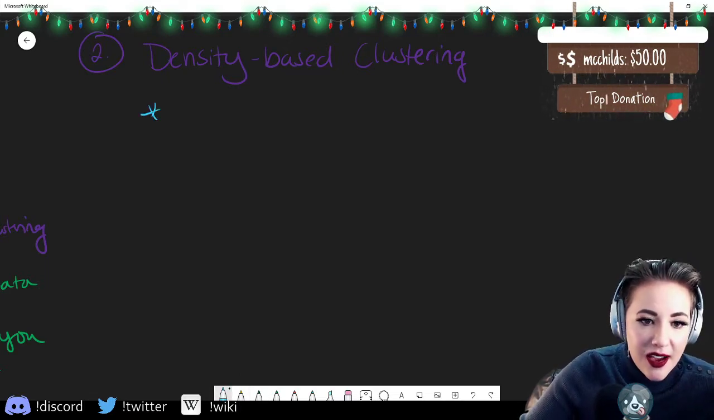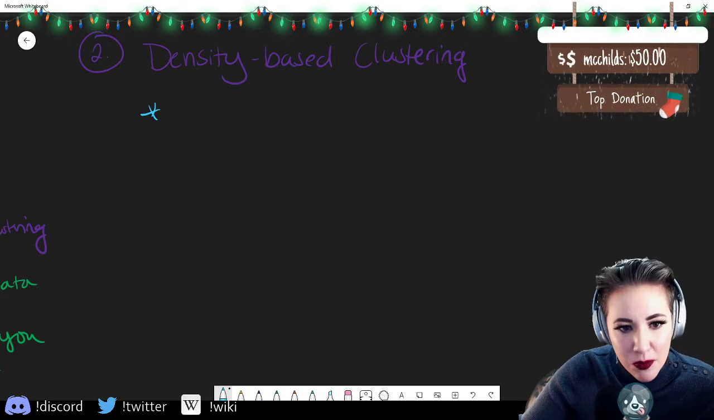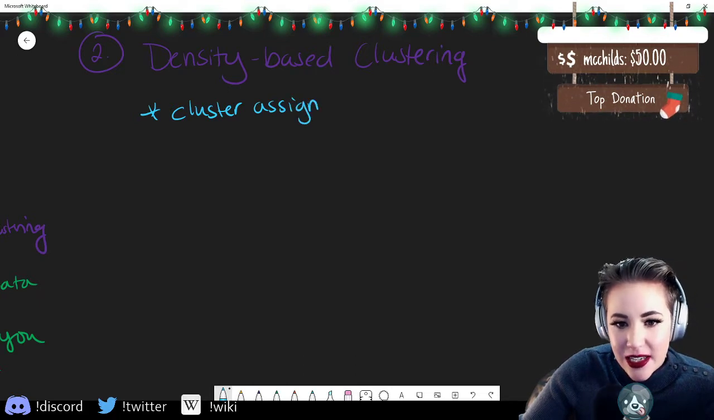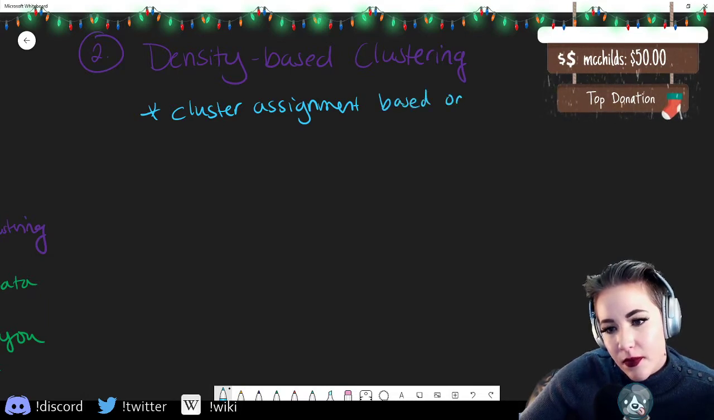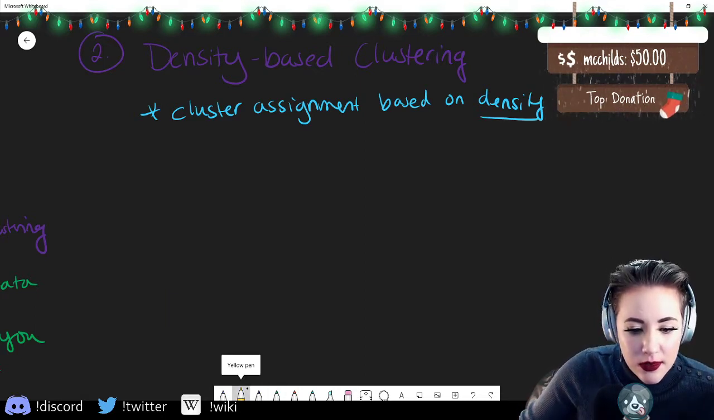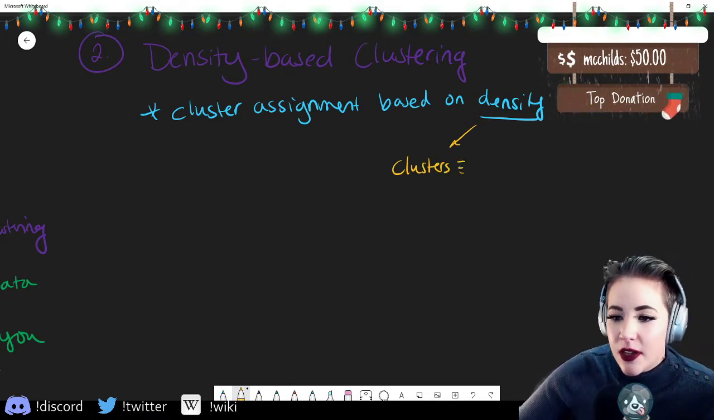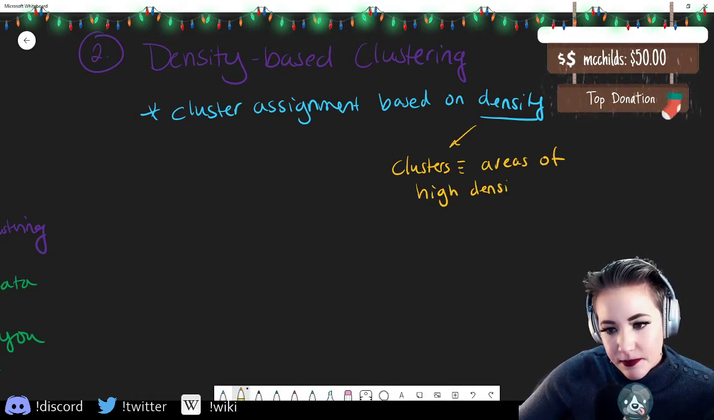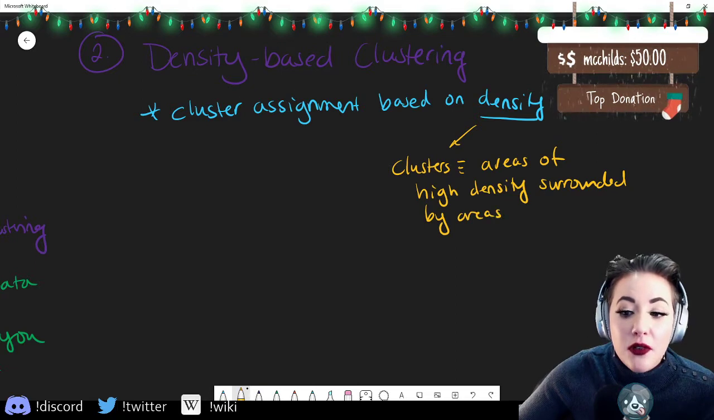Okay. And so this is where we are determining our, we're going to call this cluster assignment, right? Membership into a cluster. Which cluster you belong to, which group you belong to. Our cluster assignment here is based on density. And what do I mean by density? Our clusters here are going to be defined as areas of high density surrounded by areas of low density.